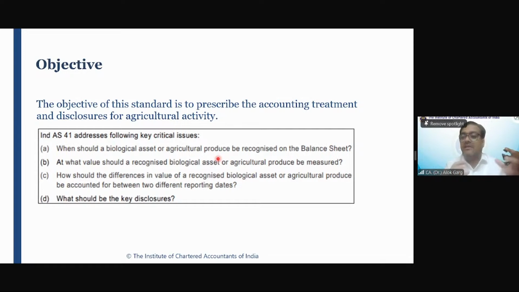So when should a biological asset or the outcome of the biological asset be recognized on the balance sheet, right? For example, let's say ITC. ITC is also into FMCG, or Nestle is also into FMCG. For example, this company has a mango orchard. So this company has a mango tree, and on the mango tree, there are mangoes, right?